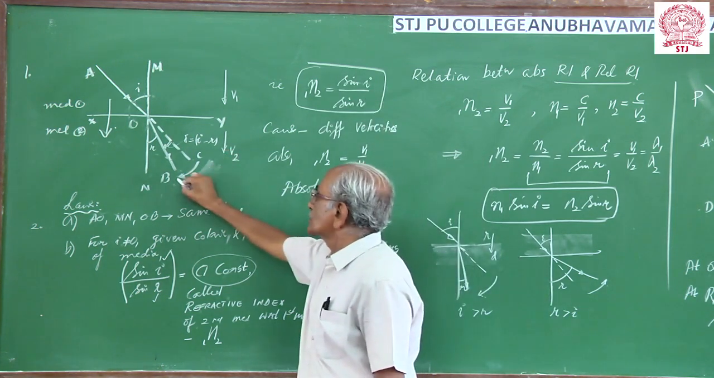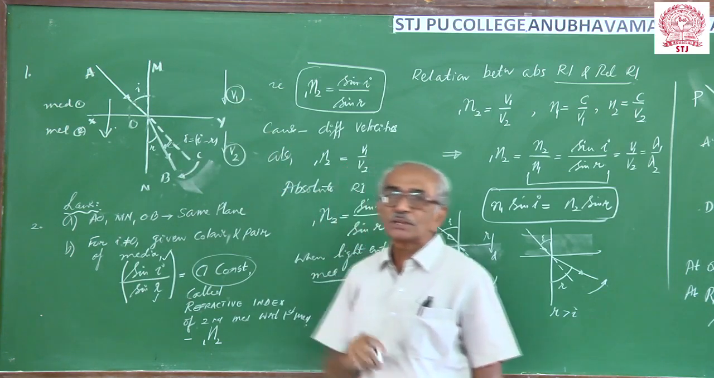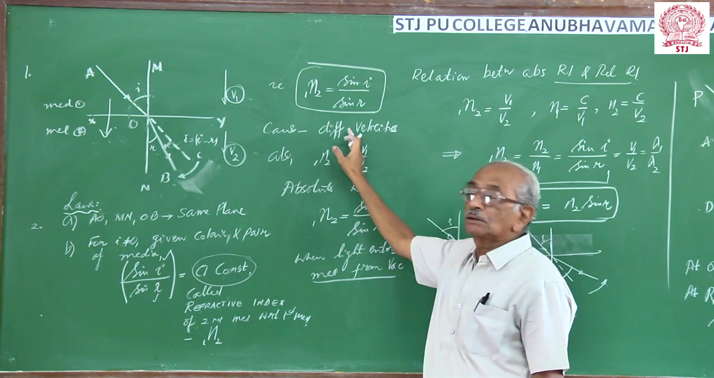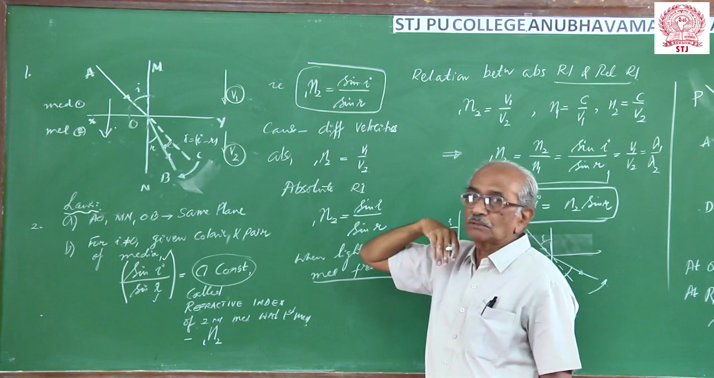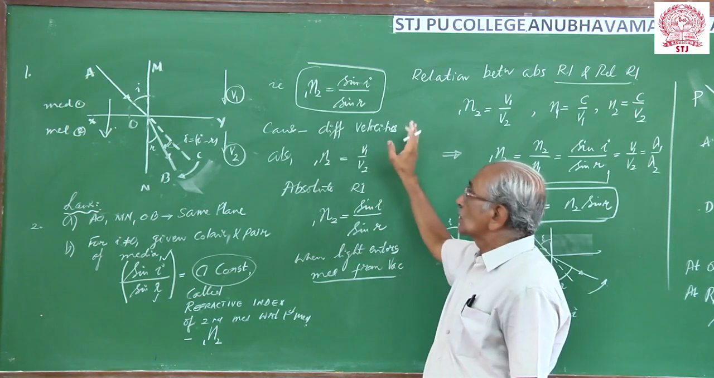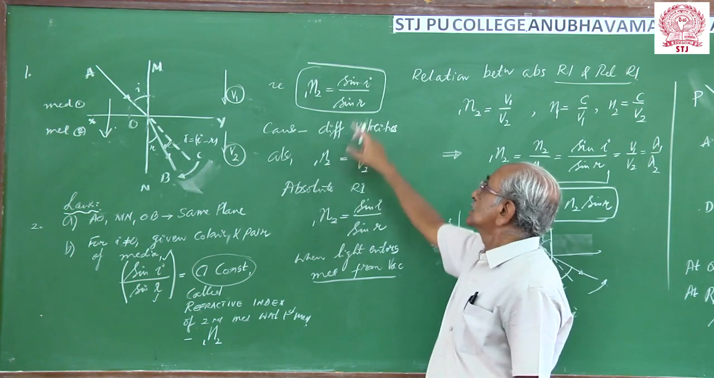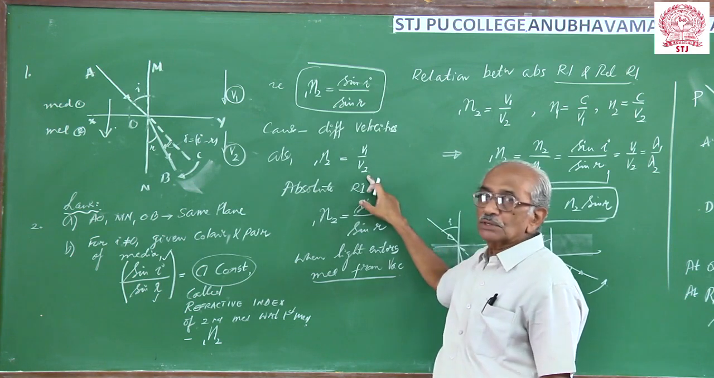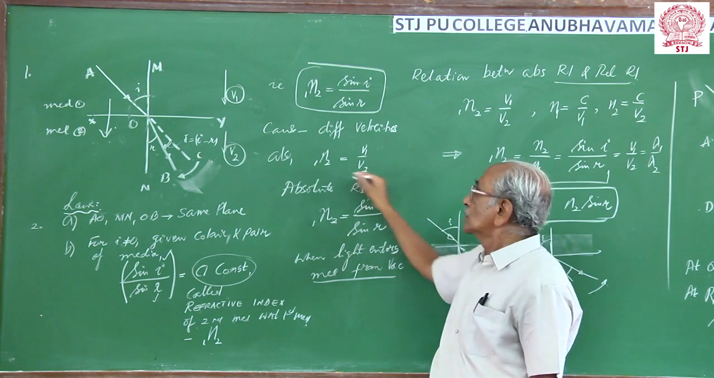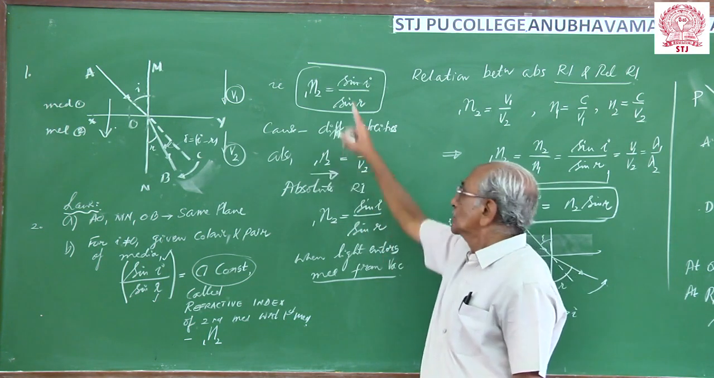The cause for refraction is that the velocity of light in the first medium and the velocity in the second medium are not the same. So, the difference in the velocities of light in the two media causes refraction, that is change of direction, that is deviation. Therefore, we can also define refractive index alternately, either in terms of angles or in terms of velocities: velocity of light in the first medium over velocity of light in the second medium, when it goes from the first medium to the second medium.